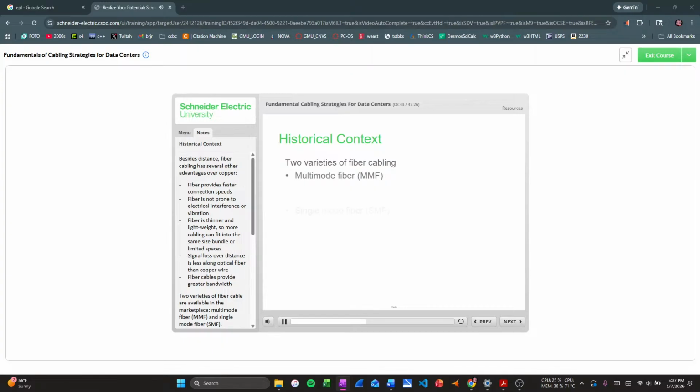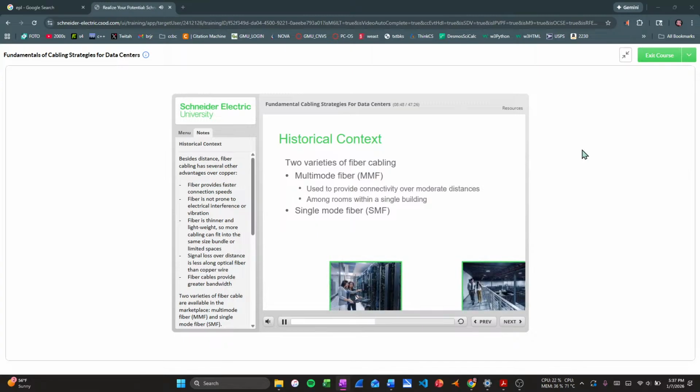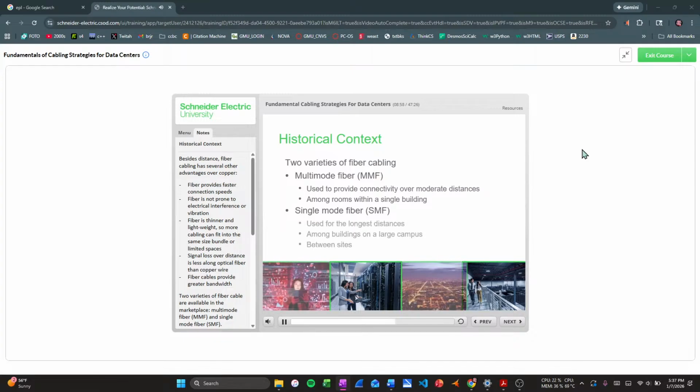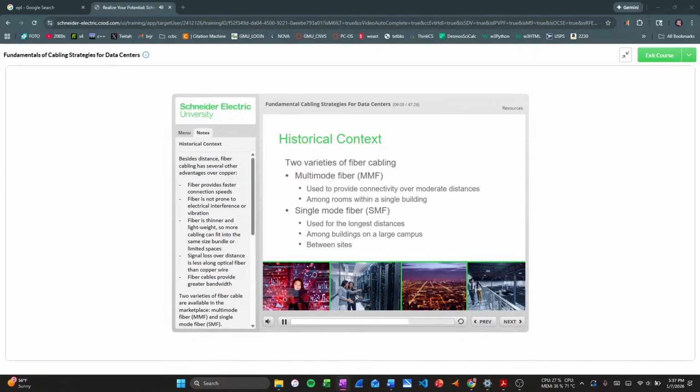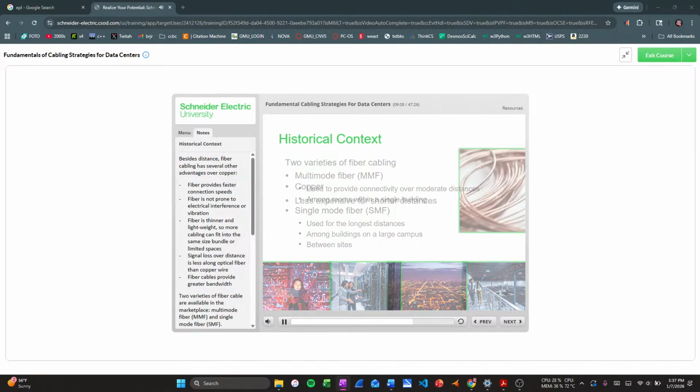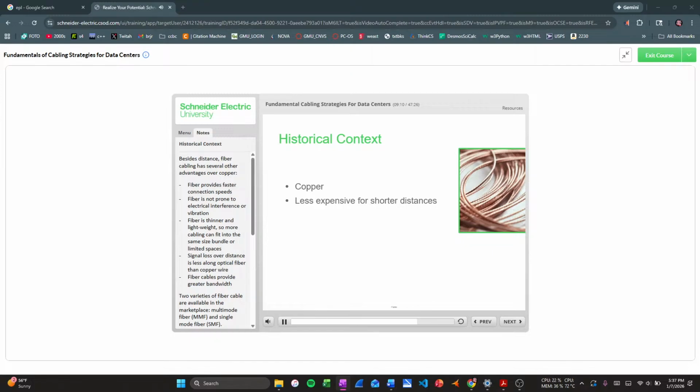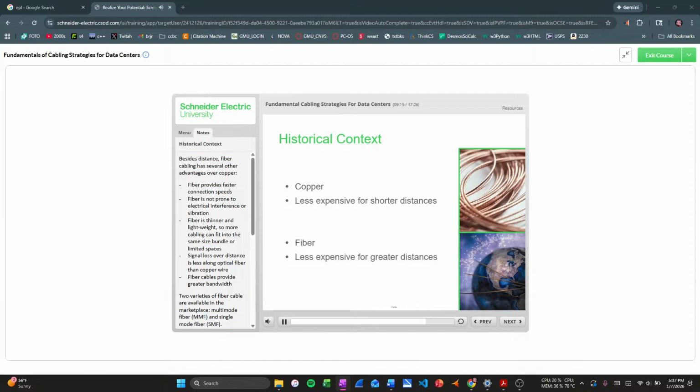Multi-mode fiber and single-mode fiber. Multi-mode is commonly used to provide connectivity over moderate distances, such as those in most data center environments or among rooms within a single building. Single-mode fiber is used for the longest distances, such as among buildings on a large campus or between sites.